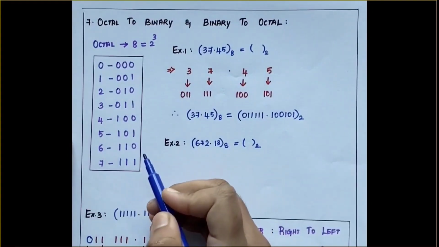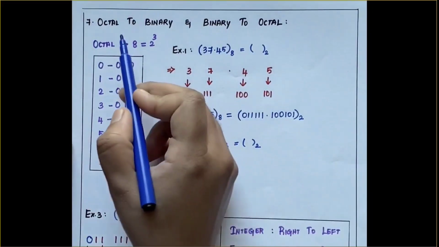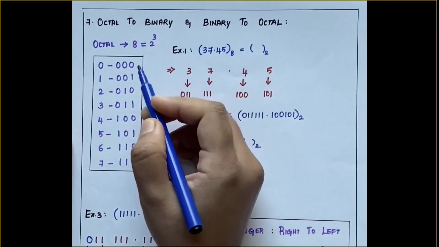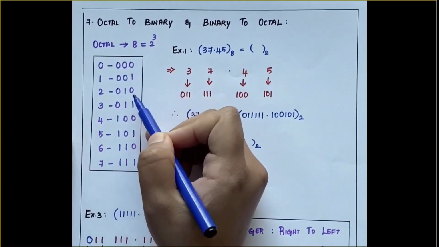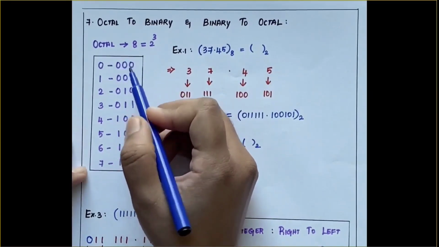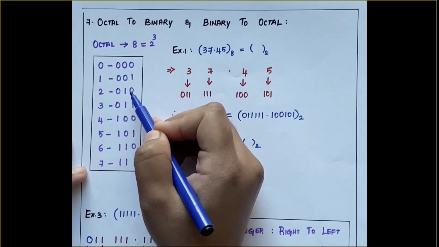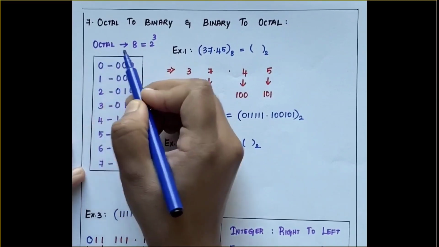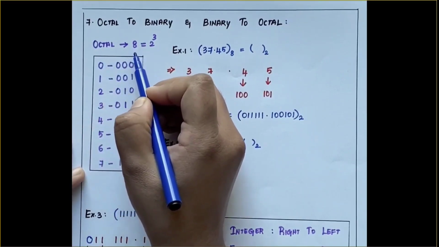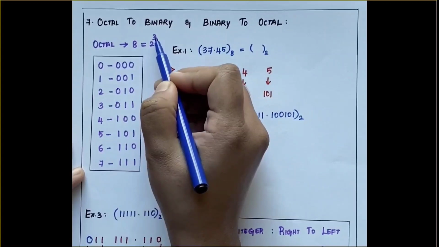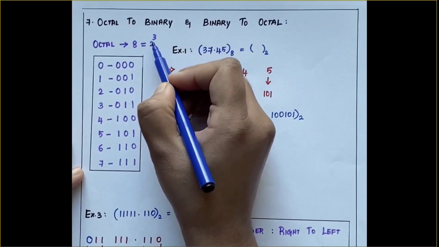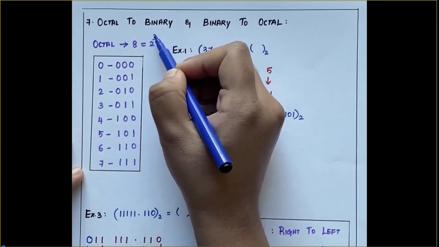So in conversion, let us see the next topic, which is octal to binary and binary to octal conversion. So we will see both these conversions in this topic now. Before solving the problems, we need to know the representation of 0 to 7, that is the basic numbers in octal representation. Octal means the base is 8, and in terms of 2 power, it can be raised to 2 power 3, which means each decimal value will be represented by 3 digits. So that is the basic procedure.